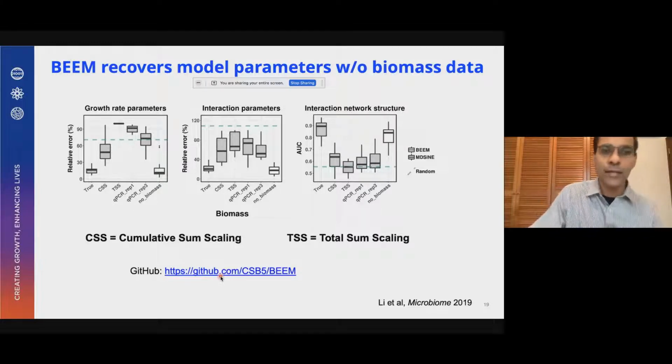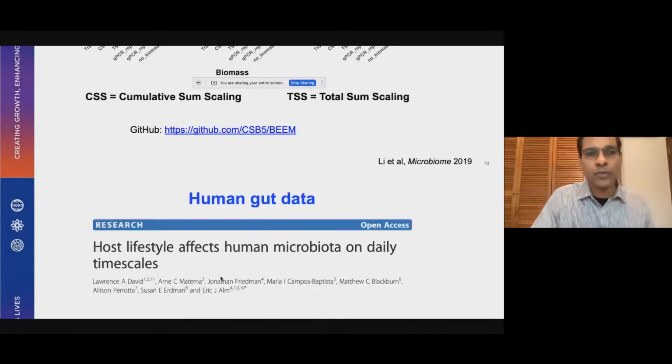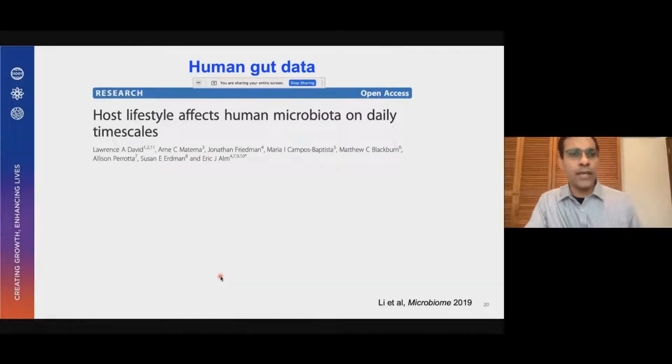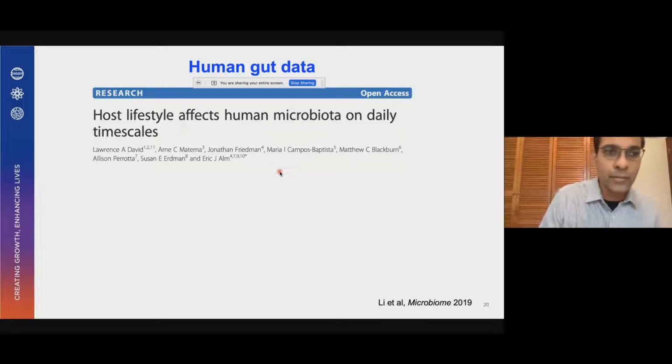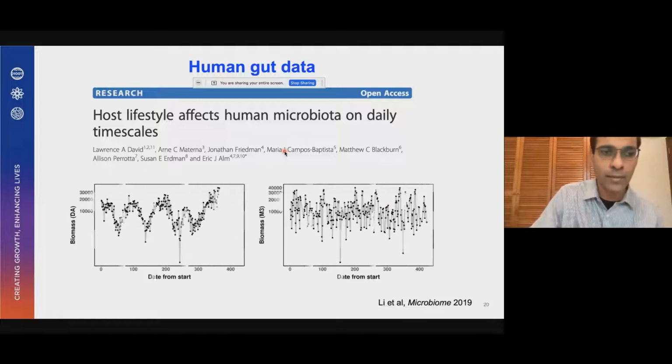So we were very excited when we had this. Of course, when you do simulated benchmarks, you're just trying to get a sense that something can work, but really the proof of the pudding is when you start working with real data. So we leveraged some really nice human gut microbiome data generated from Eric Alm's lab at MIT, where they did daily sampling of the gut microbiome for 2 individuals. There are also a few other studies which have this property, so we exploited some of that data.